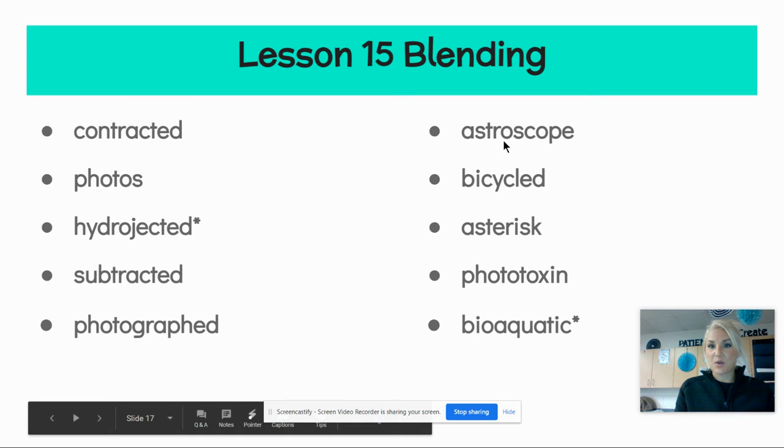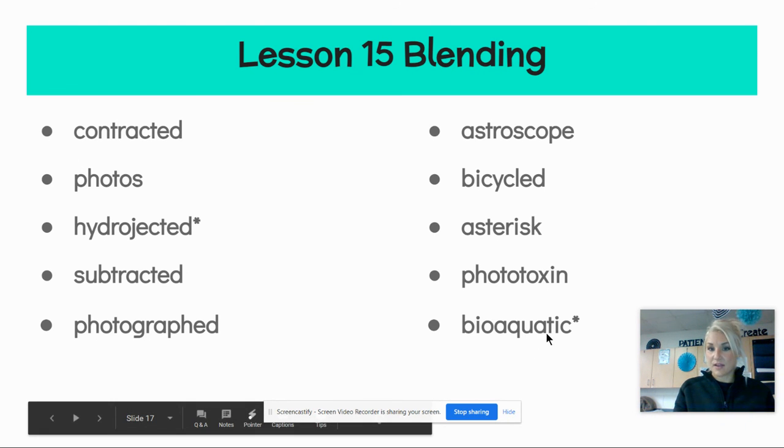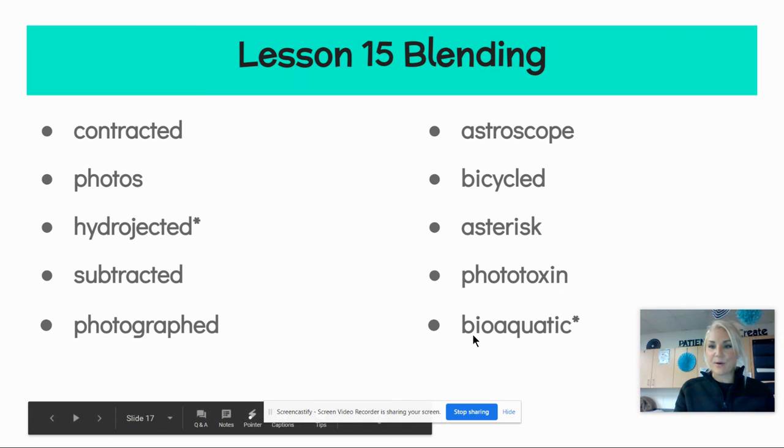And then we have astro up here. Aster means, hopefully you said star. And then we have scope, which means to see or watch. By means what? I can't hear you. If you said to, you're correct. If we look at aquatic, okay, or aqua is our root. Aqua means water, and bio means life.